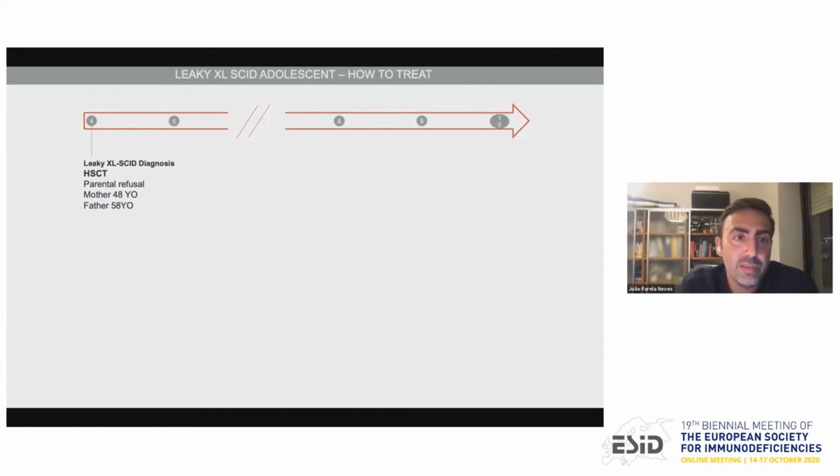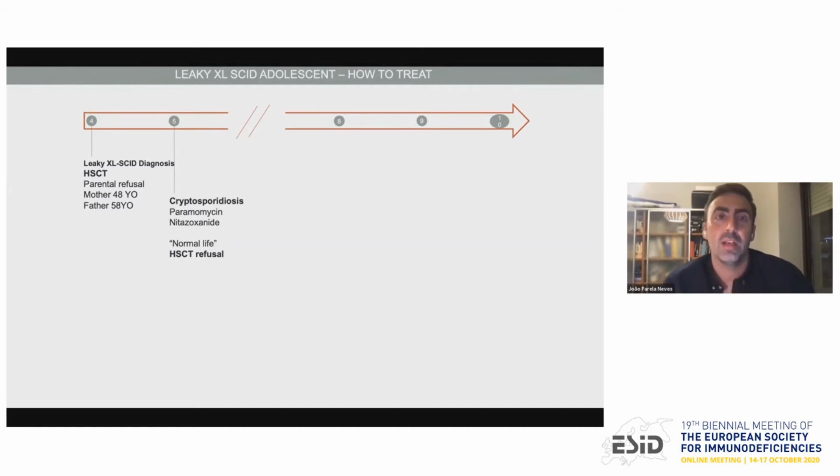The patient was referred abroad, but the parents also refused to hear second opinions because, in their words, their child was very, very well. So they refused. One year after, we diagnosed an intestinal cryptosporidiosis that was treated with paromomycin and nitazoxanide. And it was the same picture with normal life, and the kid was in school, and everything was going okay.